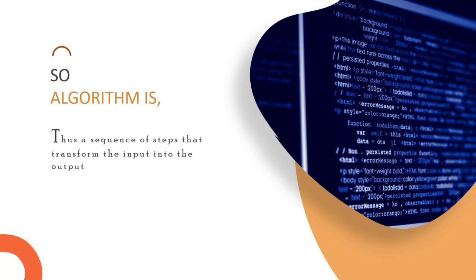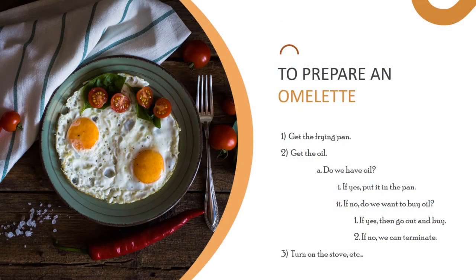To understand this more clearly, we will take an example. Let us consider the problem of preparing an omelette. To prepare an omelette, we have to follow some steps. First, we have to get the frying pan. And then the second step is we have to get the oil. Here we have to check whether we have oil or not. If we have oil, we put it in the frying pan. If no, then we have to decide whether we need to buy oil or not. If yes, then we go and buy. If no, we terminate the process.